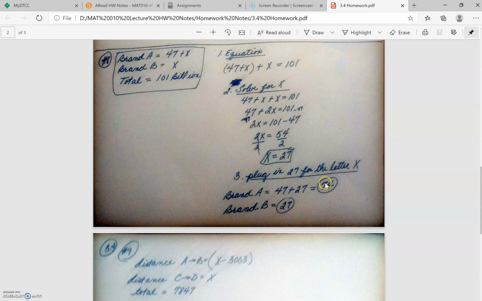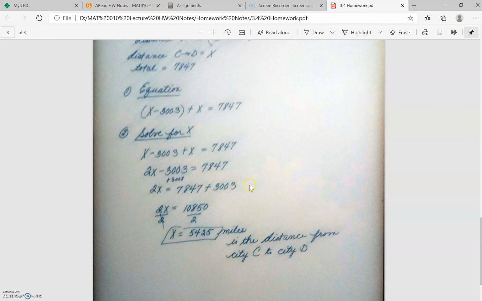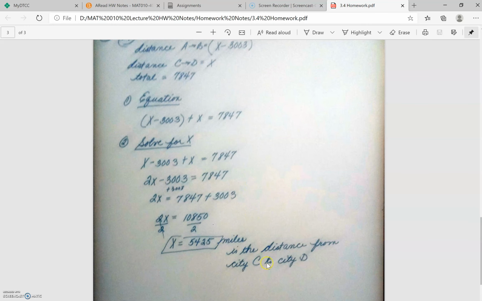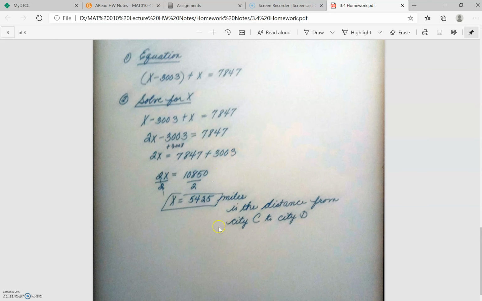Now, I know we were plugging in the numbers for the A and B, but in this particular question for the homework, it just wants to know what the miles is for the distance from city C to city D. So they're not asking you for anything about A to B. They just want to know what this x, the variable, is for the C to D. And that's how I came up with 5,425 miles. I hope this video helps you out with your word problems.